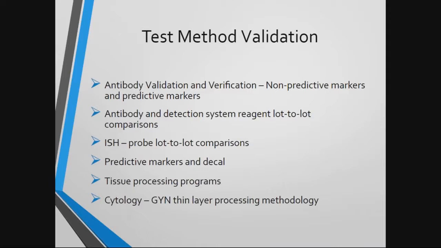Test method validation documentation must be on hand. This includes documentation that new predictive and non-predictive antibodies that were implemented have had a validation completed prior to going live. It also includes lot-to-lot comparisons for IHC antibodies and their detection systems. If you perform ISH, new probes must similarly have validations performed as well as lot-to-lot comparisons. Validation documentation must be present if you made changes in processing protocols, including decalcification changes. And finally, thin layer cytology methods must also have validation performed upon implementation.